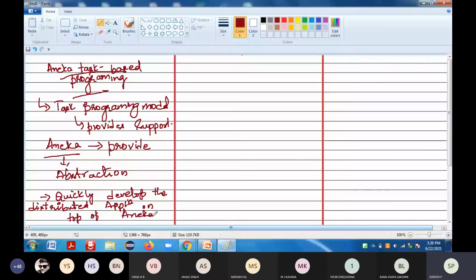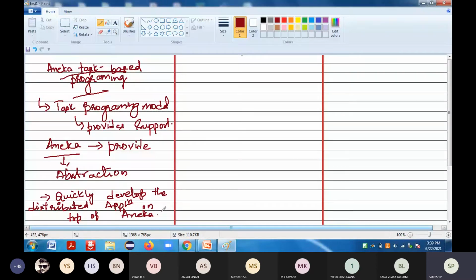Basically, it makes use of the task programming model, and with the help of the task programming model, it makes use of that environment and assigns the distributed applications to all the resources. Here, who is going to create the distributed applications? Someone has to create that application as different tasks, right? So it is going to be developed by the developers.